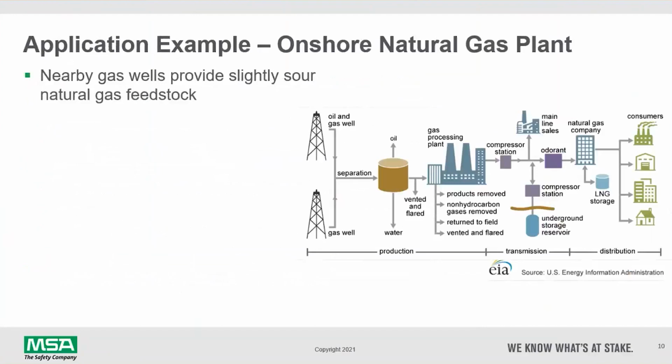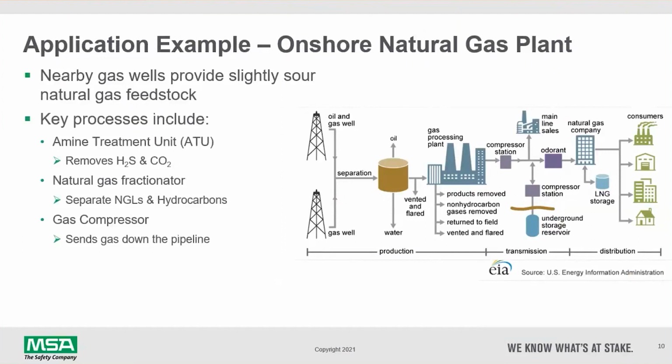We wanted to come up with an application example to help put some details around the tools that John's going to show us. So we've selected an onshore natural gas plant. In our example, on the right side of the slide, you can see the layout with the production side to the left, the gas processing plant, then the transmission and distribution. And in our example, the gas wells are providing a slightly sour natural gas feedstock to the gas processing plant.